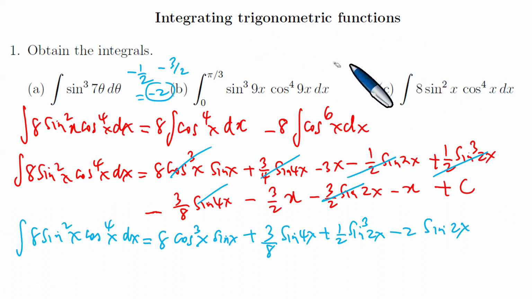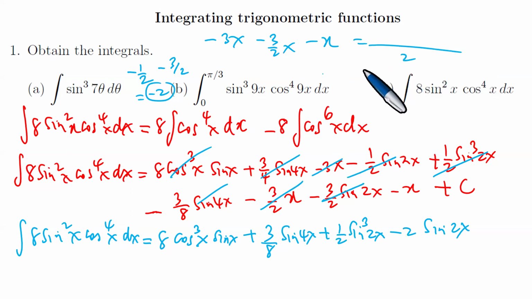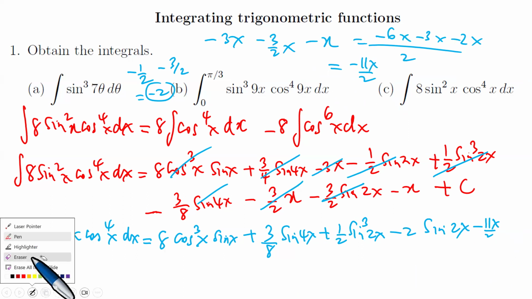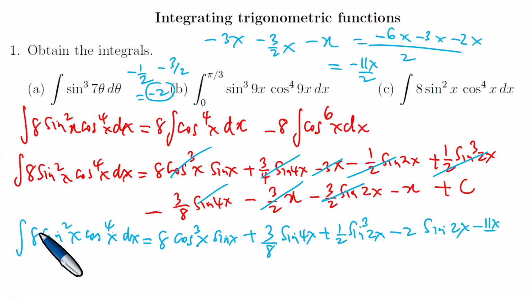So we continue. In the end we have minus 3x minus 3/2x minus x, which is minus 6x minus 3x minus 2x, which is exactly minus 11x out of 2. So you have exactly minus 11x out of 2. We shall get back to that, just checking. Plus c.